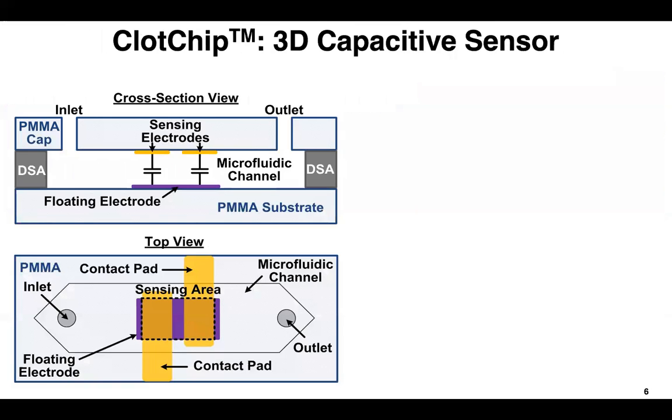Now we'll look into the sensor architecture. The architecture of the sensor is a 3D parallel plate capacitive sensing architecture with the two sensing electrodes separated from a floating electrode via the microfluidic channel, which contains the sample under test. This can be modeled as two parallel plate capacitors connected in series via a floating electrode.